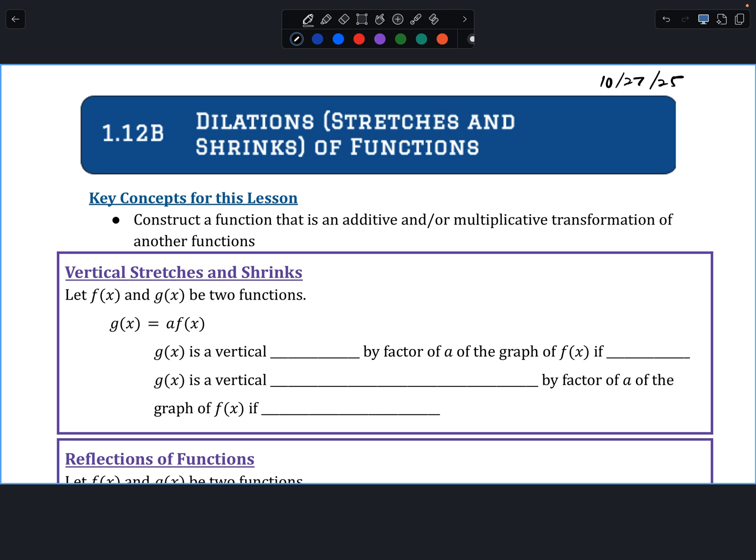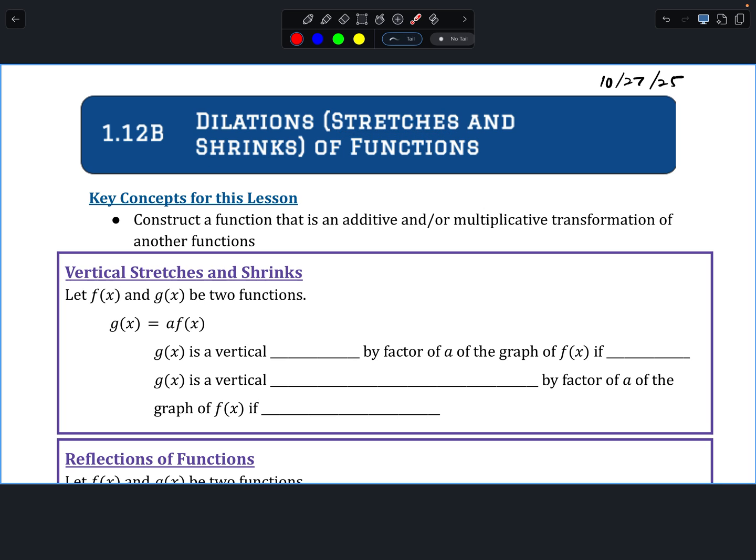Okay, so the official title of this section is called Dilations of Functions. We didn't use that word in Math 3 or in Math 2. Actually, you guys did learn about dilations a little bit in Math 2 with triangles. You would graph a triangle on the XY plane and then it gets bigger or smaller. So dilations, basically, is how to do a stretch or shrink.